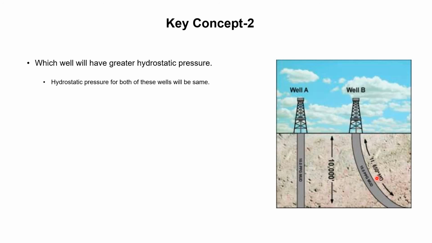Again, both the wells will have the same hydrostatic pressure. The reason is that both the wells have the same vertical depth. And we have already discussed that hydrostatic pressure depends upon the vertical depth, the total height of the fluid column, not on the total depth. Although this well has a higher depth, the vertical depth is the same for both of these wells. So the hydrostatic pressure will be the same.